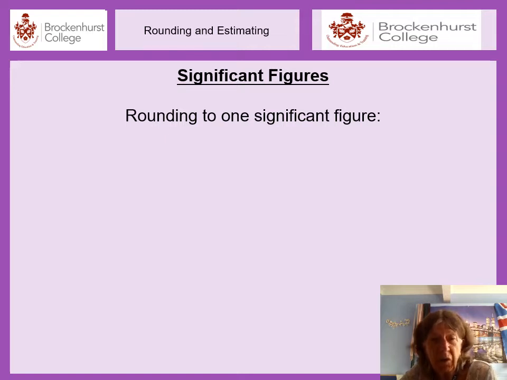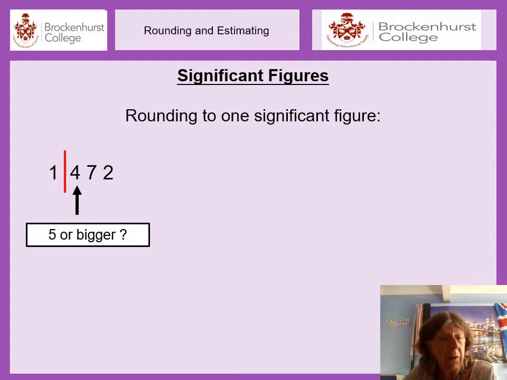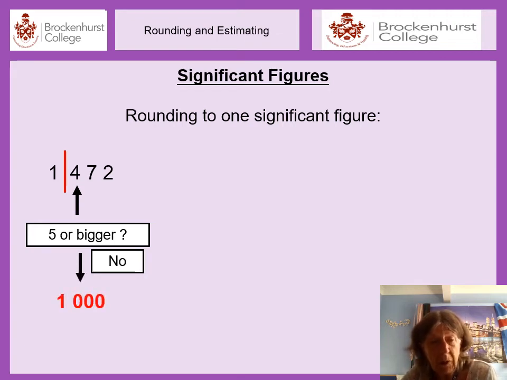We're now going to look at rounding to significant figures, and we're going to round to one significant figure first. The first number we have is 1472. So we count one digit and draw our line, which comes after the 1. We look at the number after the line and ask ourselves, is it 5 or more? The answer is no, so the 1 will stay the same. However, we must put zeros after this to give us our place value. So it's 1000.